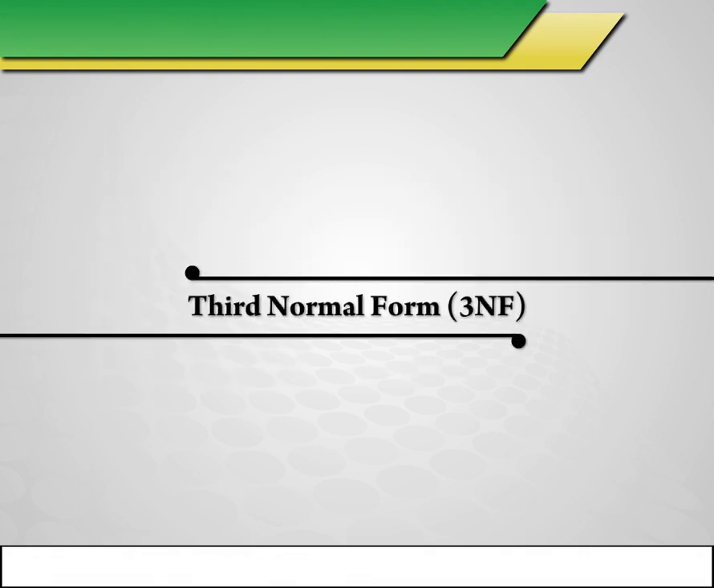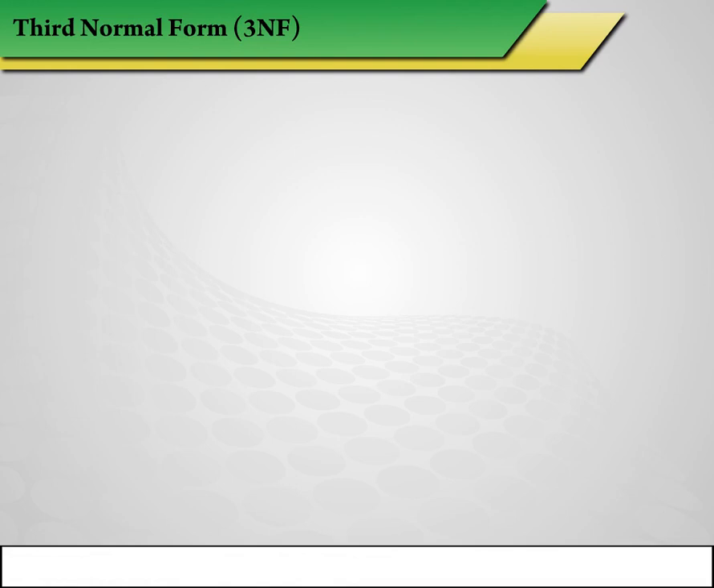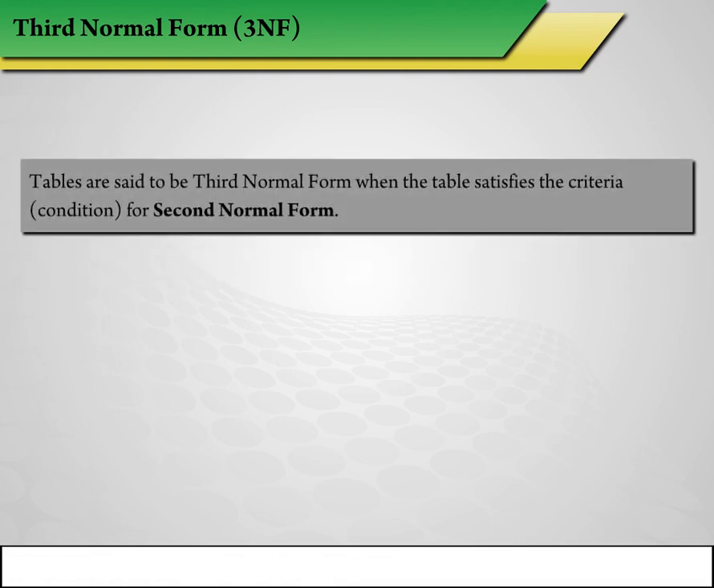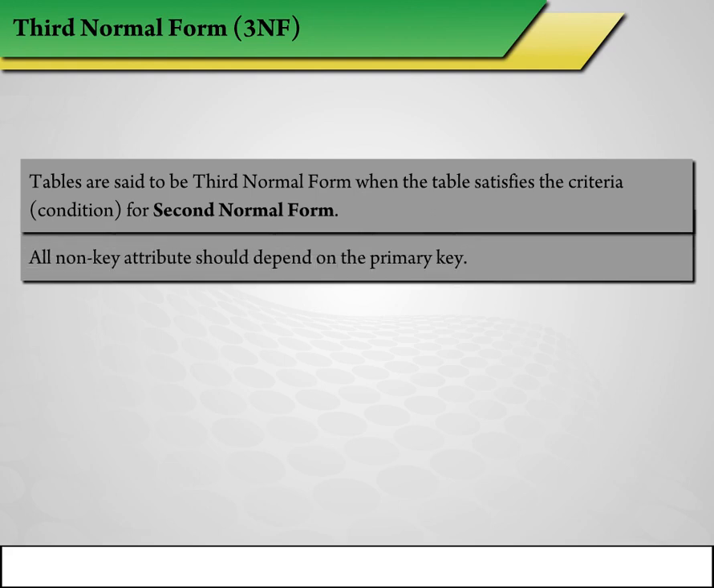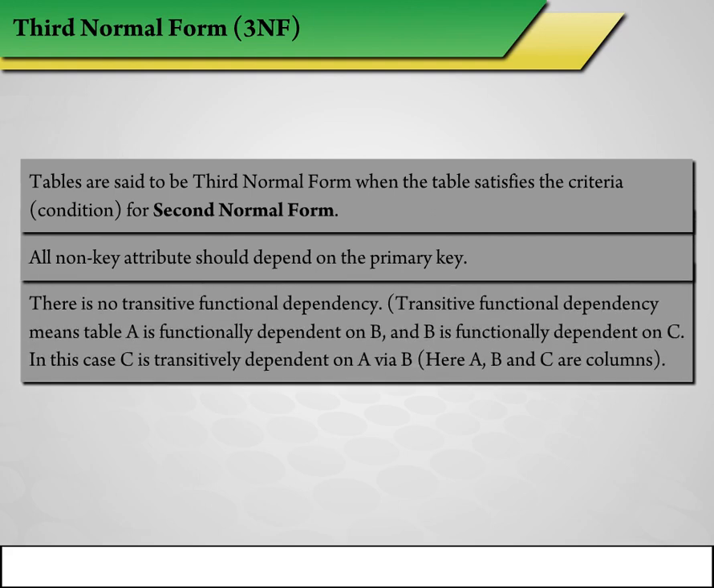Third normal form, 3NF. Tables are said to be in third normal form when the table satisfies the criteria, that is, the conditions for second normal form. All non-key attributes should depend on the primary key. There is no transitive functional dependency. Transitive functional dependency means A is fully functionally dependent on B and B is functionally dependent on C. In this case, C is transitively dependent on A via B. Here, A, B and C are columns.